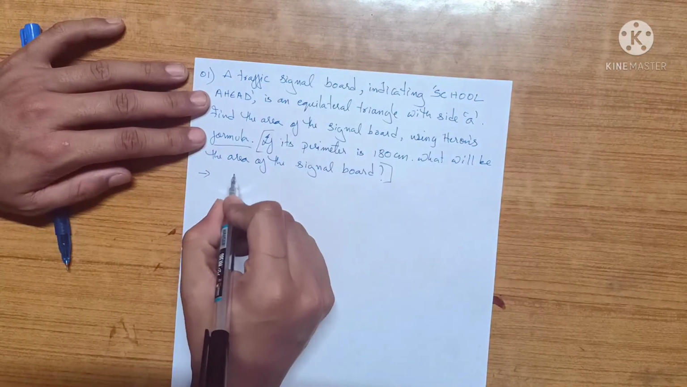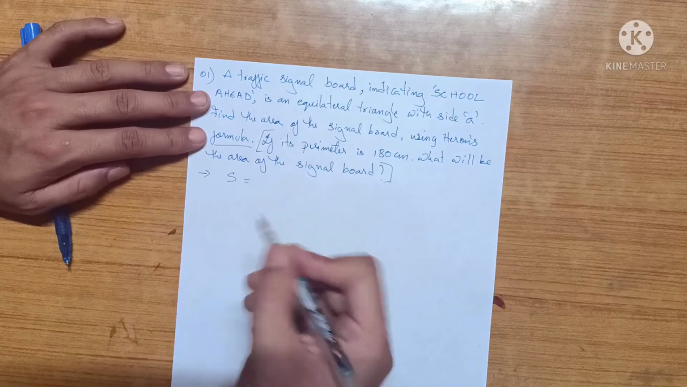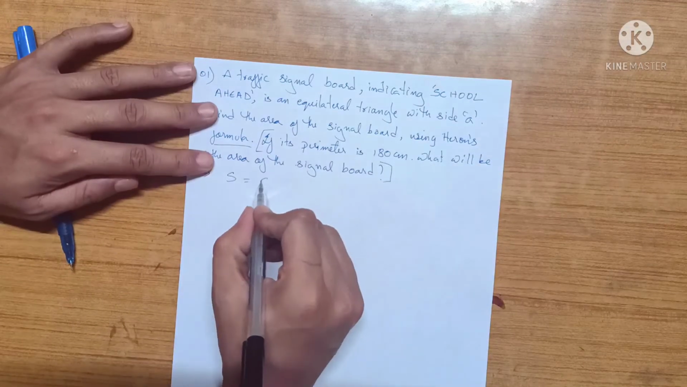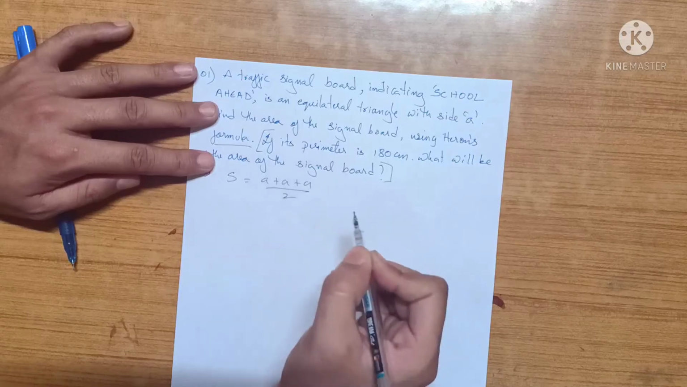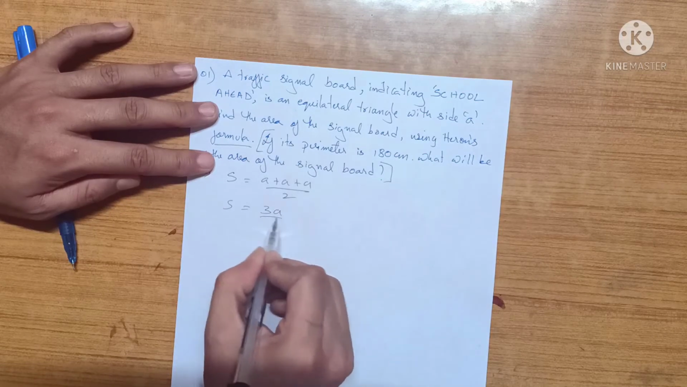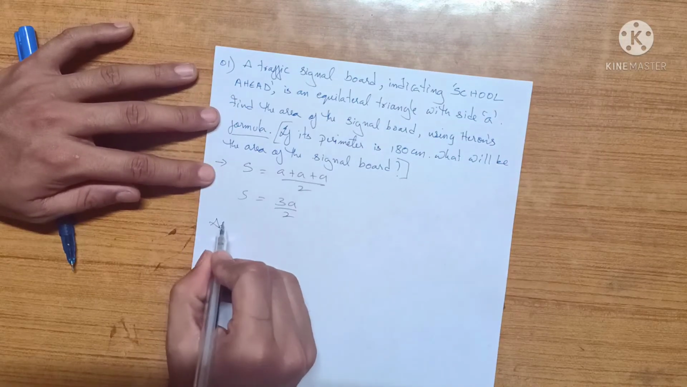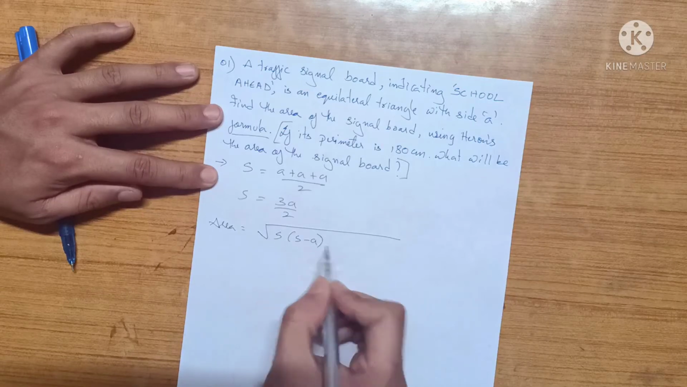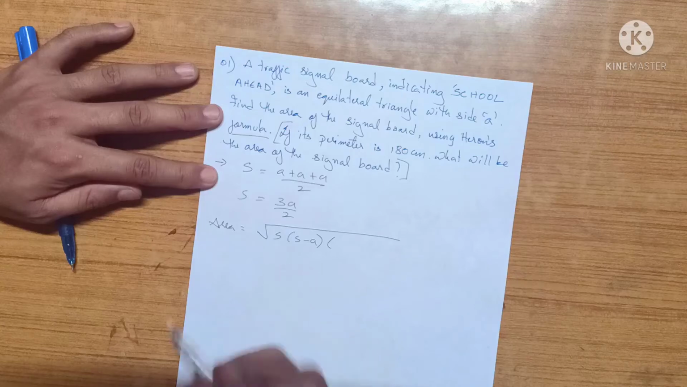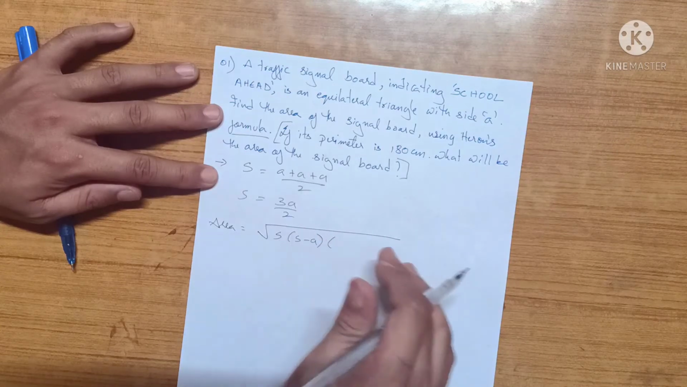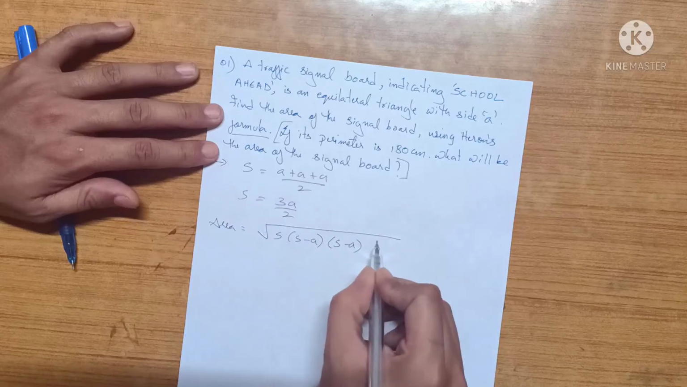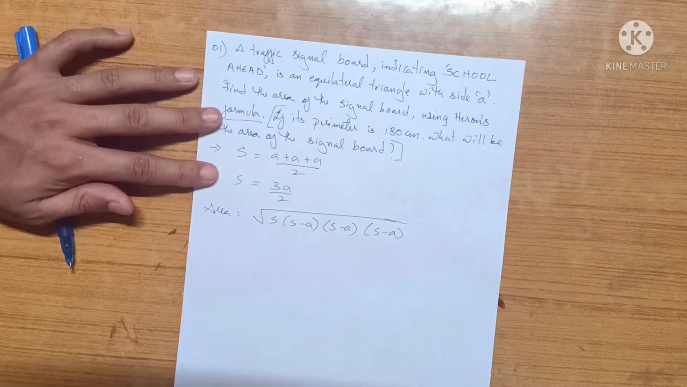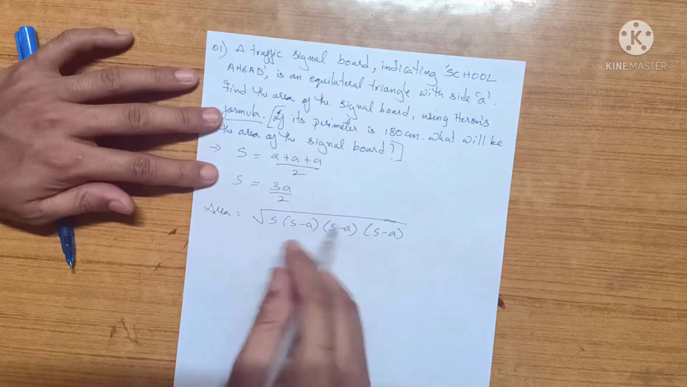So we have s equal to a plus b plus c by 2, literally the three sides of the triangle, right? But then in this case, all three sides are a. So a plus a plus a by 2. So s equal to 3a by 2. Now area will be equal to root over s into s minus a, and then s minus b, okay, the next one, s minus c. But then since all three sides are a, I'm going to put a here also.